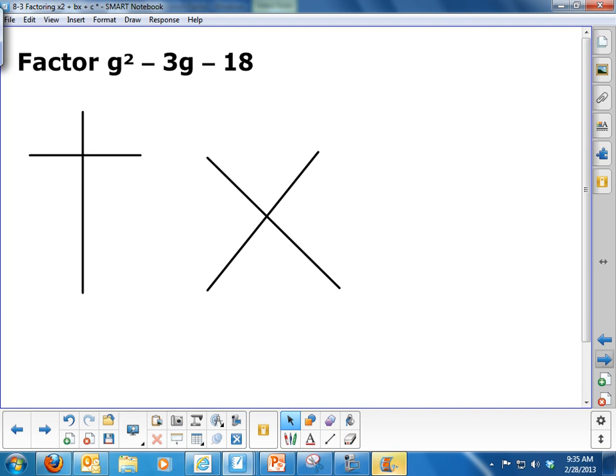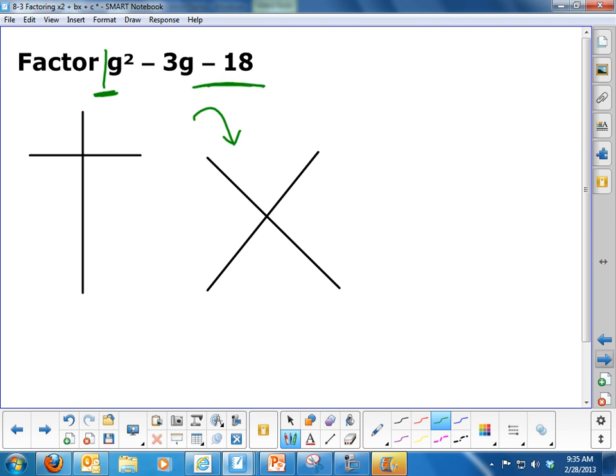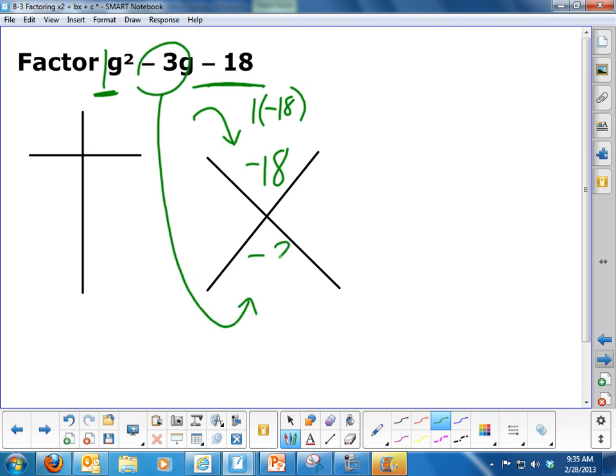Whatever. Okay, so here we have g squared minus 3g minus 18. First thing I'm going to do is fill in my x, just as we did on the cowboy hat worksheet. To get this top number in your x right here, you are going to multiply the first coefficient of the x squared term, or in this case the g squared term, times this last number, negative 18. So this number that goes in the x here is going to be 1 times negative 18, which is negative 18. The bottom number in the x comes from the middle term. The middle term always gets written in the bottom.